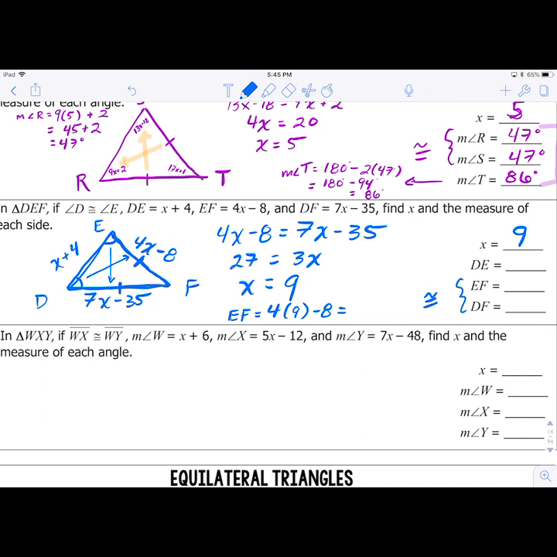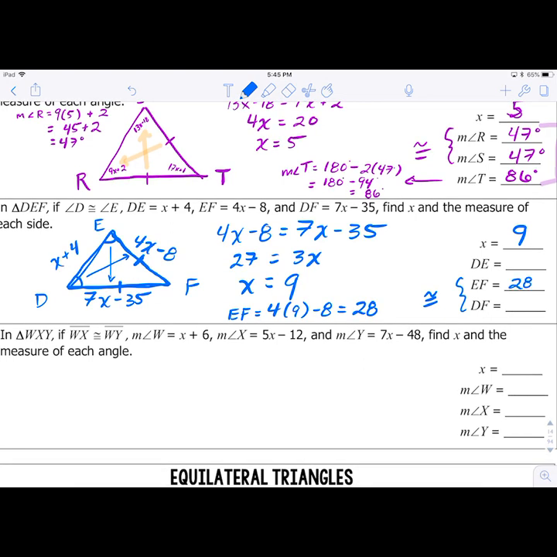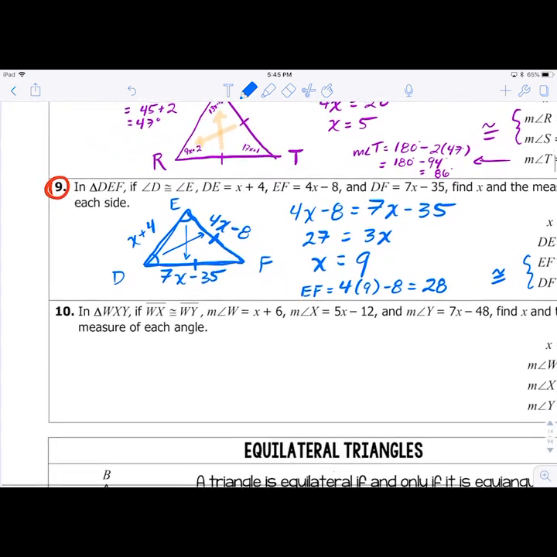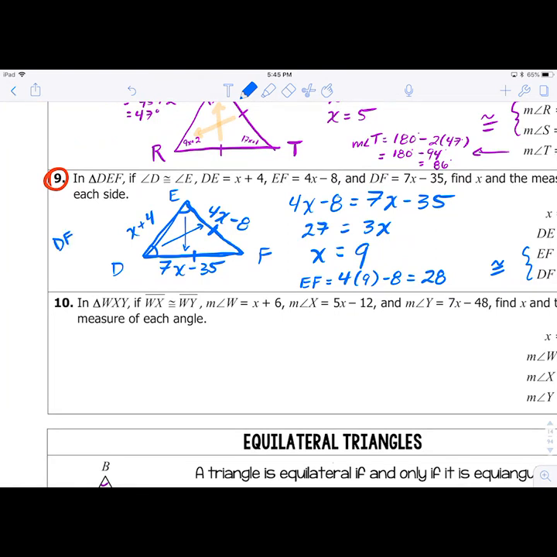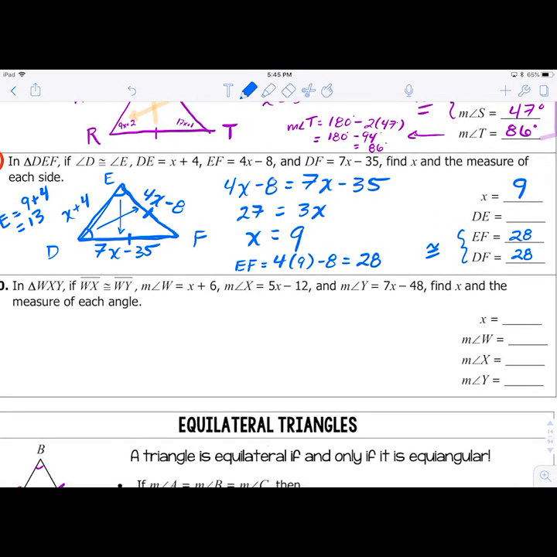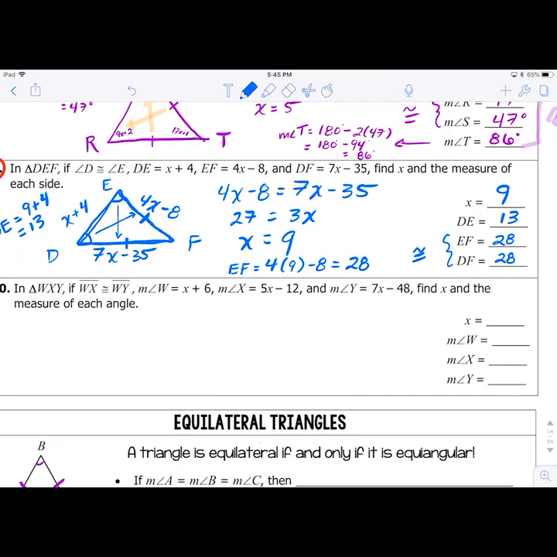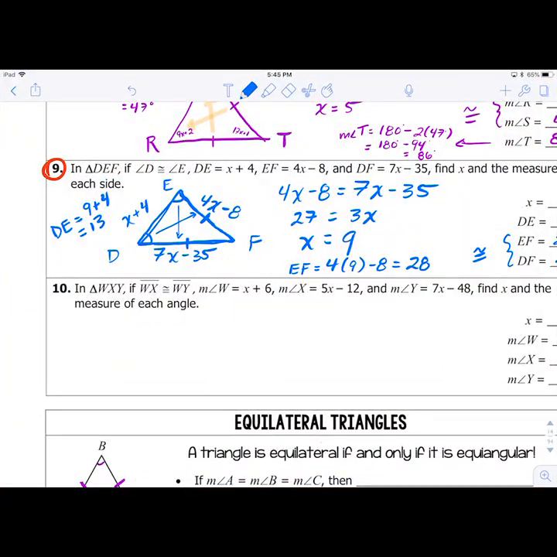4 times 9, 36, minus 8 is 28. So these are both 28. And then DE, you have to plug back in for DE. There's no rules about the sides. The sides can be however big they want. There is no rule. They're wild and free, okay? So don't try to add them and set it equal to 180. It's not going to work, okay? Don't do that. I know someone's going to do it, but I'm just saying don't do it, okay? You got to plug back in, all right? So there we go.